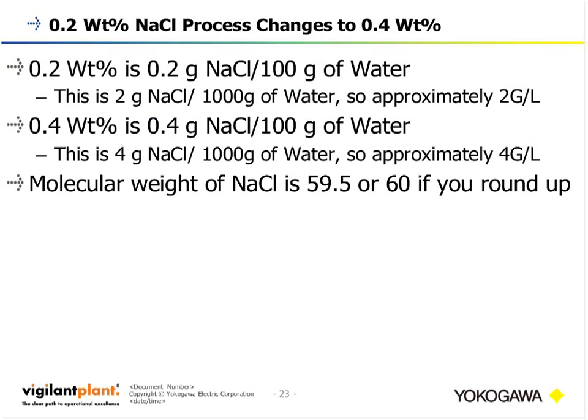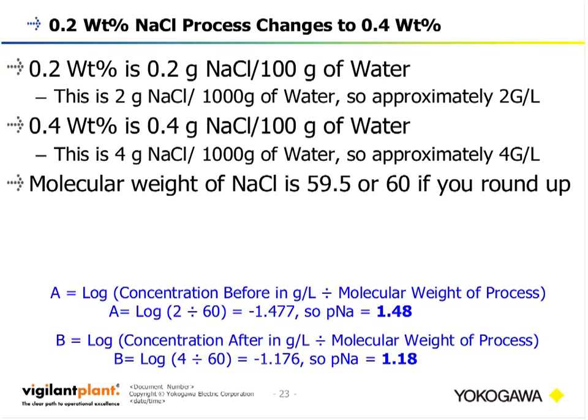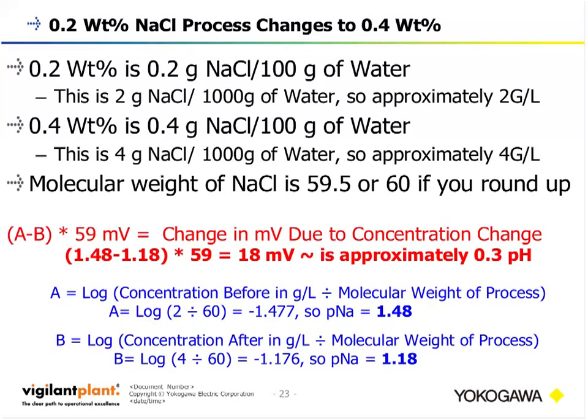So just to show you a quick example, if you had a 0.2 weight percent sodium chloride solution and the process changed to 0.4, you wanted to know what the pH change would be. We already know what the concentration is after and before, and we know what the molecular weight of the process is. So now we just take the first information and fill in the blanks to the equation, and we calculate the pNa of the solution before and after. So we see here that it's 1.48 before the shift, and it's 1.18 after the shift. Now we take that information and calculate what the resulting millivolt change should be. And in this particular example, it calculates out to be 18 millivolts, which is approximately 0.3 pH change.